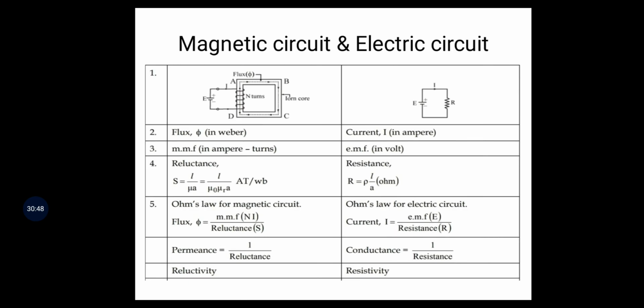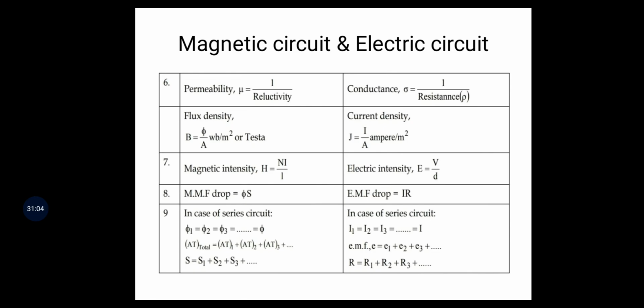Permeance equal to 1 by reluctance. Conductance is equal to 1 by resistance. Permeability mu equal to 1 by reluctivity. Here conductance sigma equal to 1 by resistance.